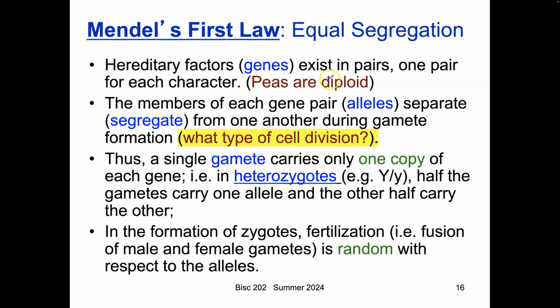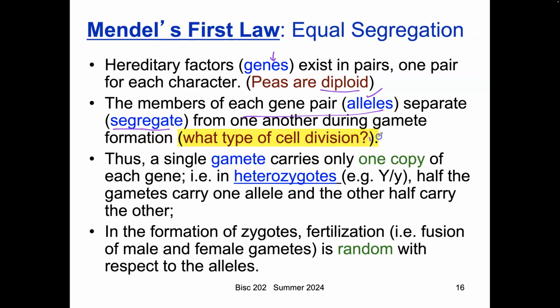Okay, so the first law is equal segregation. So the hereditary factors, which we now know are called genes, they exist in pairs, and there's one pair for each character. Now, some traits are more complex than that, and we'll see examples of that after the midterm. Peas are diploid, and so this makes sense. So the members of each gene pair separate from one another during gamete formation. We now know that the members of those gene pairs are called alleles. That's the modern way of describing it. And we talk about segregation rather than separation during gamete formation.